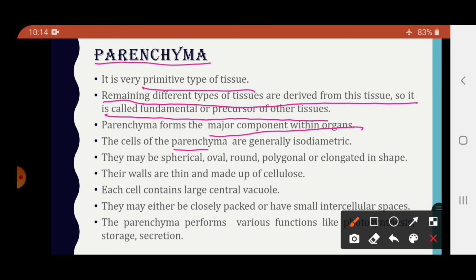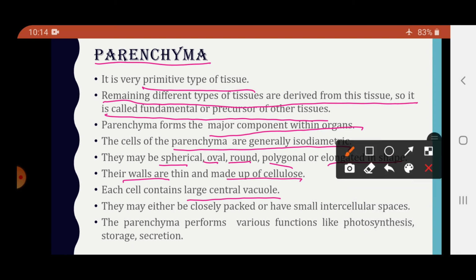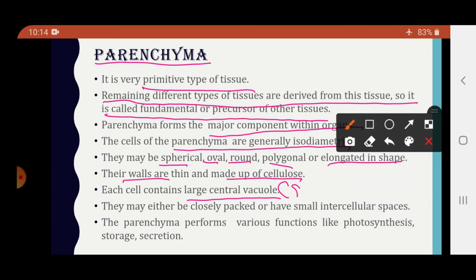The cells are generally isodiametric, यानी all the cells of the tissue have the same diameter. They may be spherical, oval, round, polygonal or elongated in shape. The cell walls are thin and made up of cellulose. Each cell contains a large central vacuole. Vacuole है इसीलिए उसका मेन काम रहेगा storage of the food. As it consists of the vacuole, its main function will be the storage of the food.